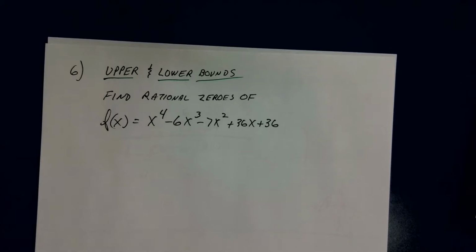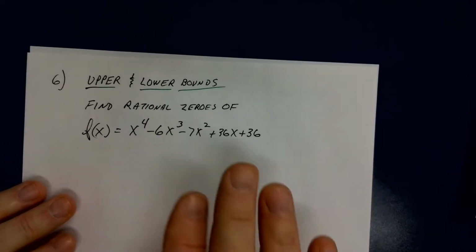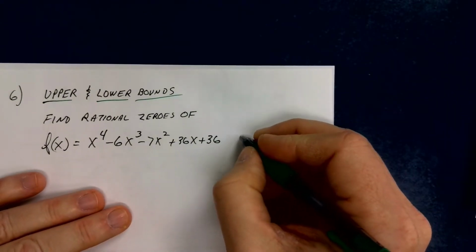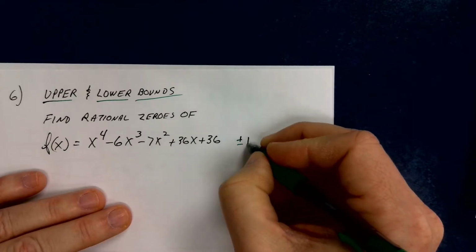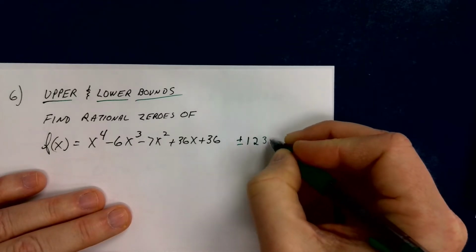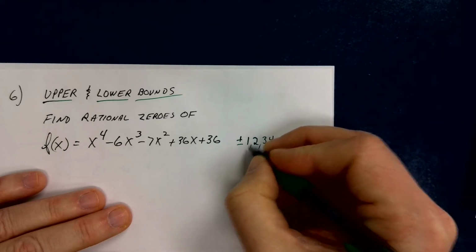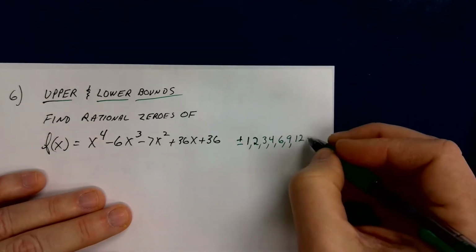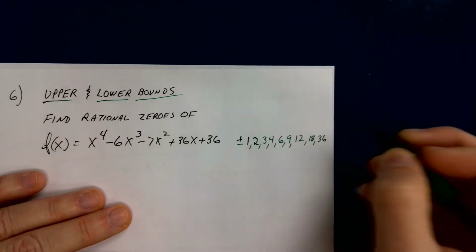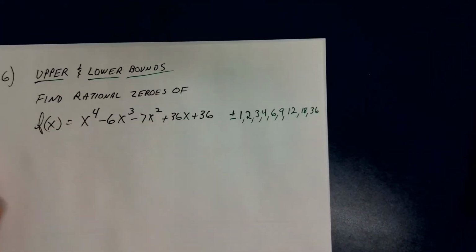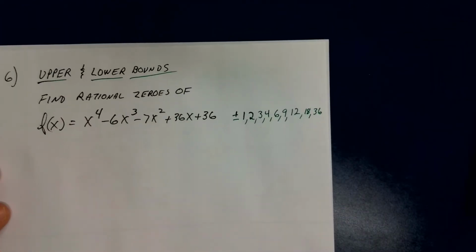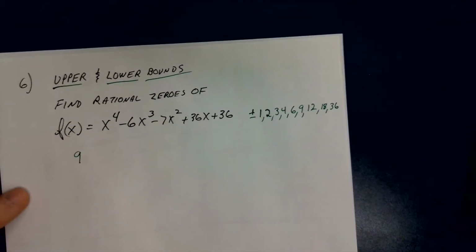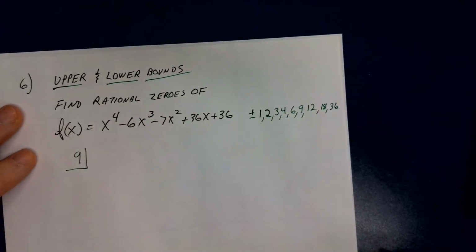So, we're going to start with, what are all the rational zeros? So my rational zeros for 36 are plus or minus 1, 2, 3, 4, right? 6 goes in evenly, 9 goes in evenly, 12 goes in evenly, 18 goes in evenly, and 36 goes in evenly. Pretty sure those are all my possibilities. So what I'm going to do right now is check the number 9. I'm going to check a positive 9 to see if that actually works.